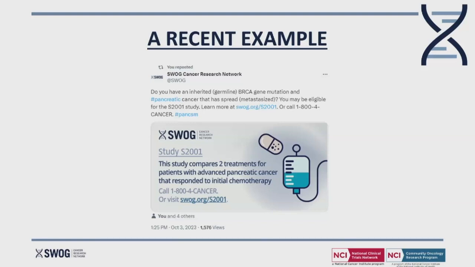And we're using a public-facing platform, because Twitter is deliberately that, to promote a study. And I'll point out in a second, because you always have to think about your audience, if you actually follow the link there to swog.org/S2001, you will immediately encounter a bifurcation where you can say, hey, I'm a patient, and follow that route. Or if you're a healthcare professional, you can follow those links.